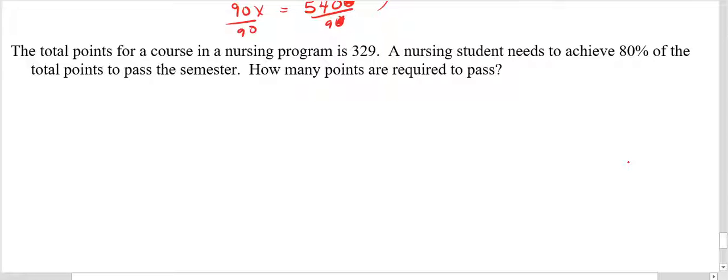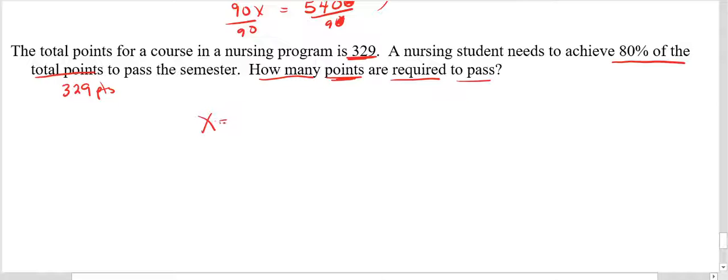This should be the last one. The total points for a course in a nursing program is 329. A nursing student needs to achieve 80% of the total points to pass the semester. So how many points are required to pass? So I'm wanting to know how many points she's going to have. She needs to achieve 80% of the total points, and my total points is the 329 points.